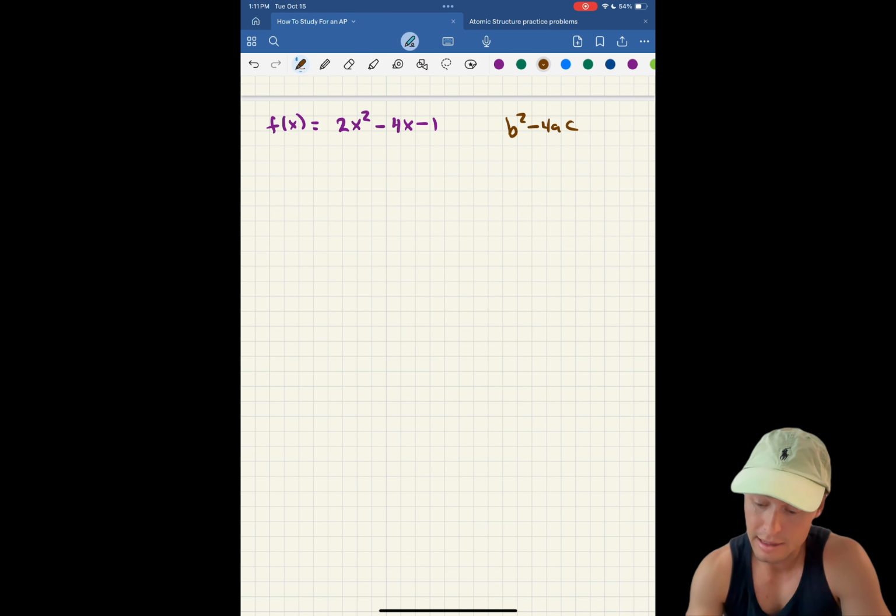So in this case, my a is equal to 2, that's the number here. My b is equal to negative 4, that's the number here. And my c is equal to negative 1, my constant value.